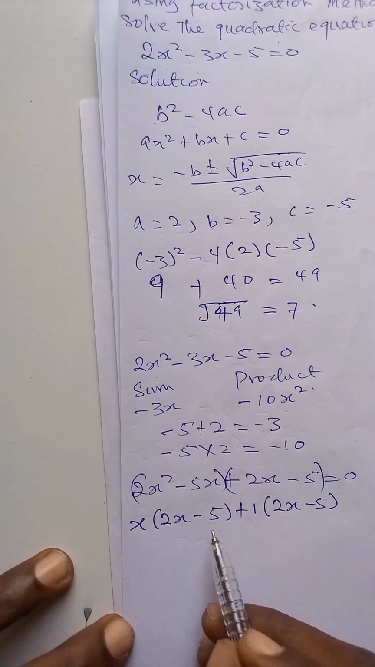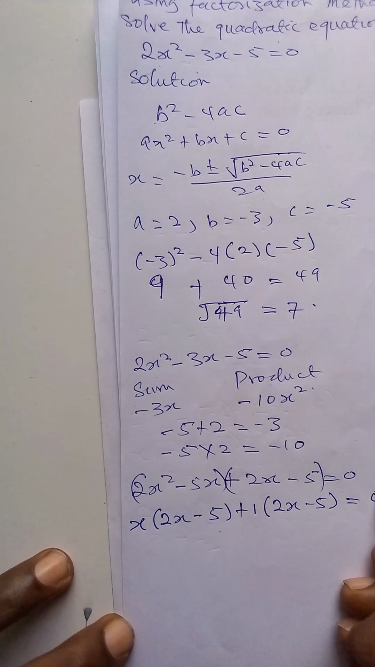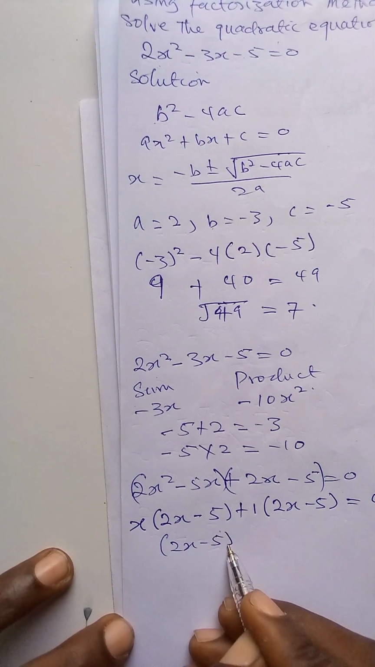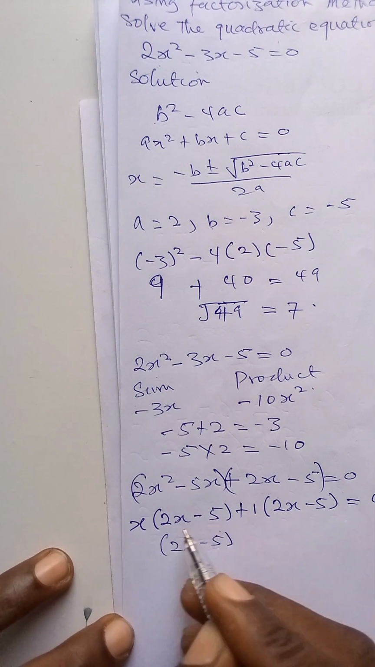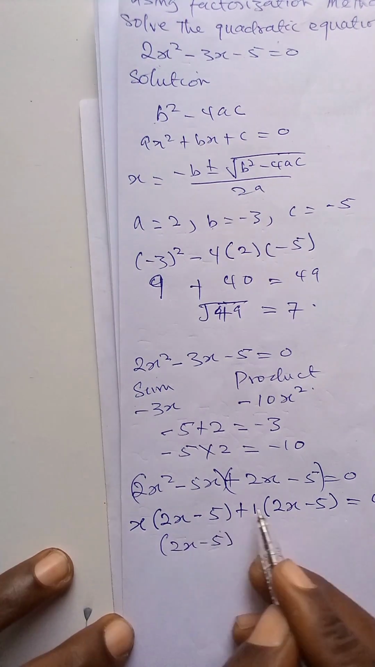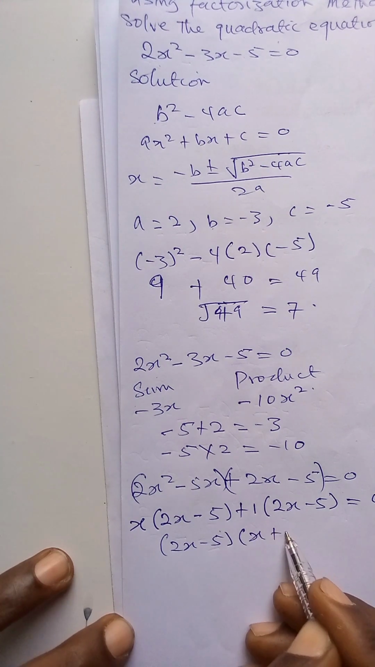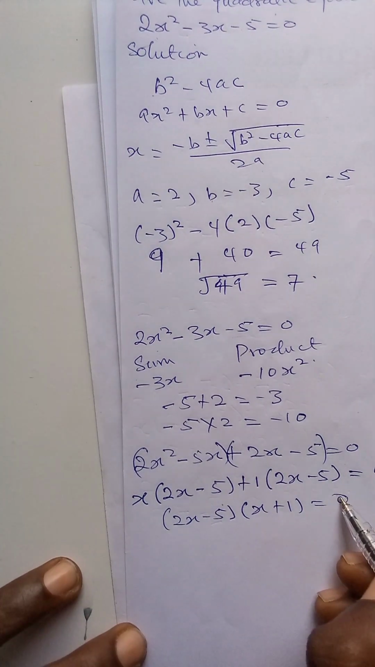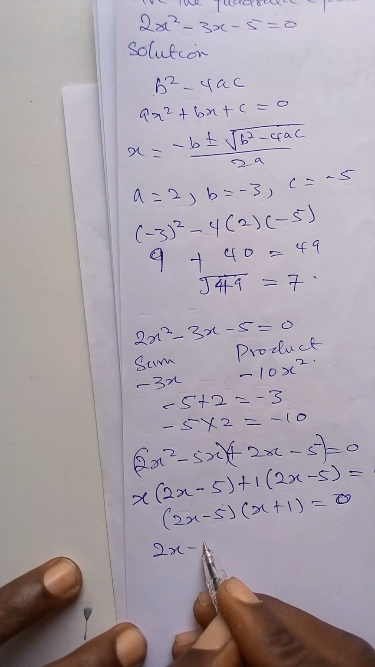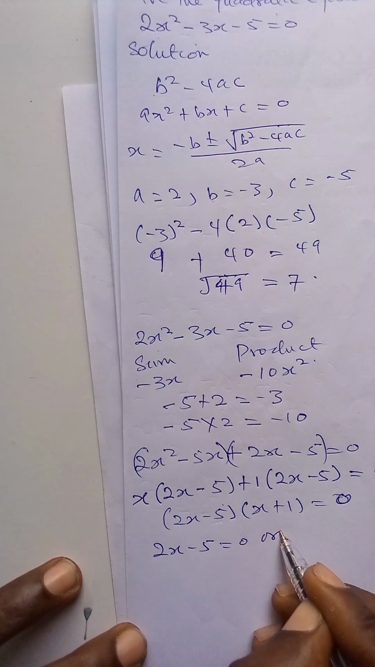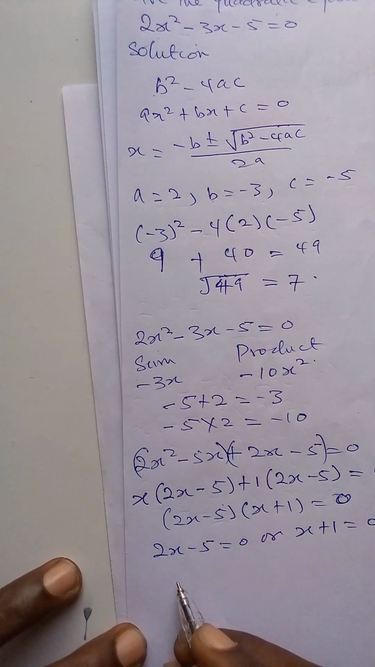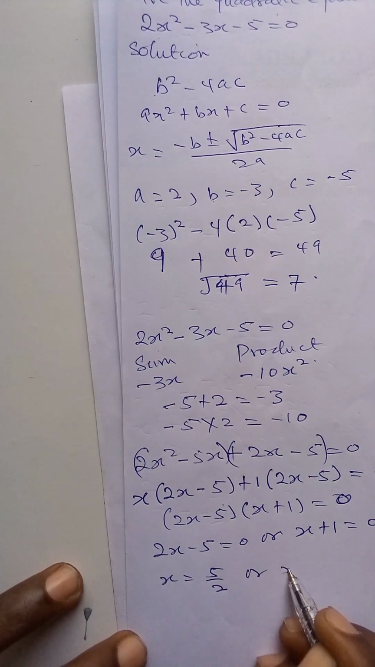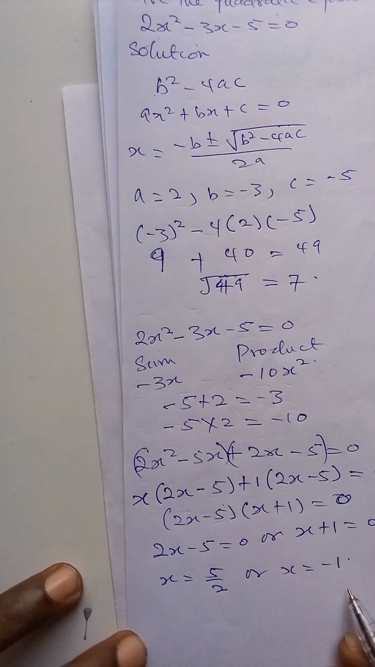And you see, since the two brackets are the same, I'll take one of the brackets, 2x minus 5, and then put the expressions outside the two brackets into a bracket: x plus 1 is equal to 0. So I will now equate each of the brackets to 0. 2x minus 5 is equal to 0, or x plus 1 is equal to 0. The answer now becomes x will now be 5 over 2, or x is minus 1. These are the roots.